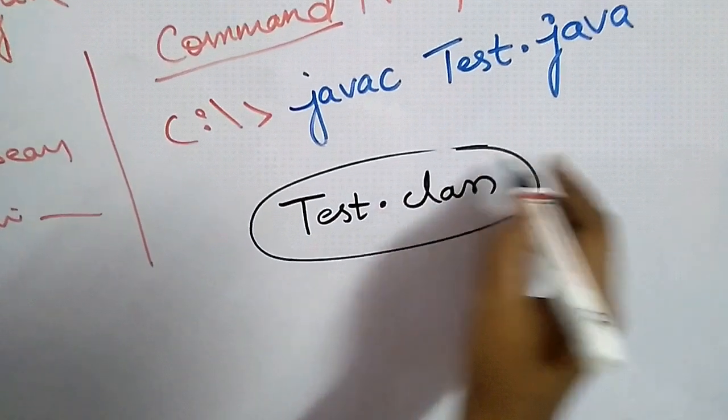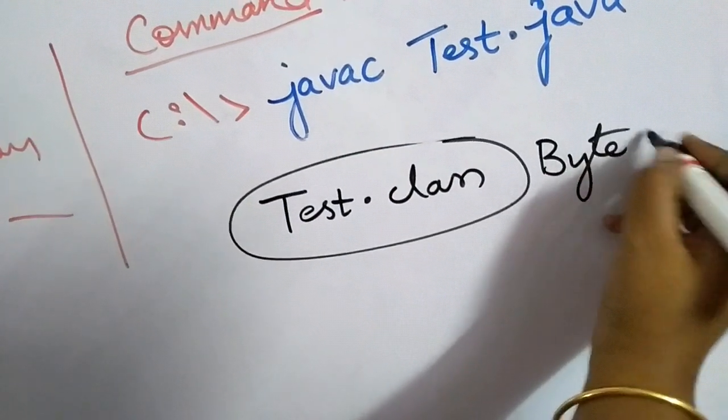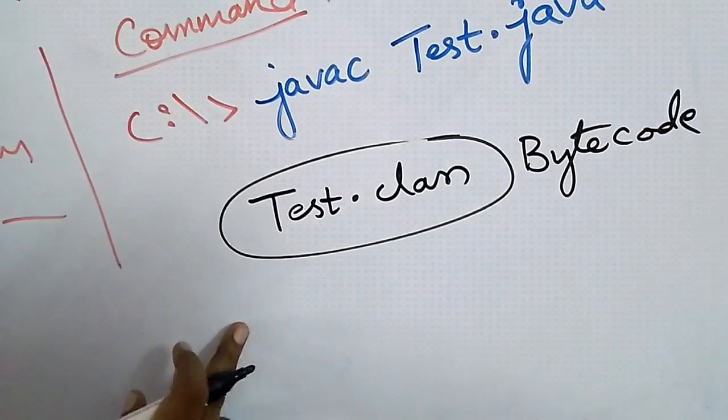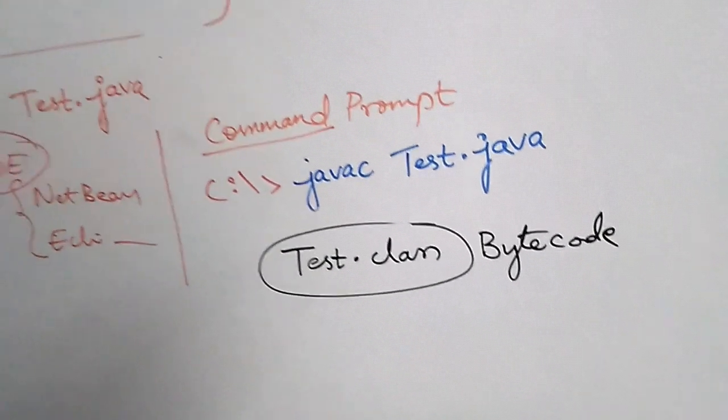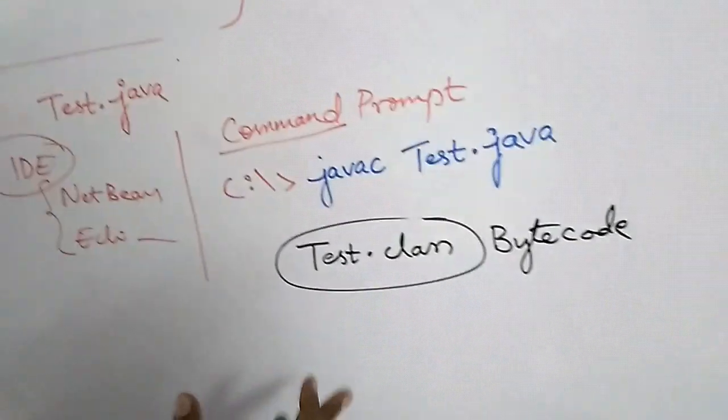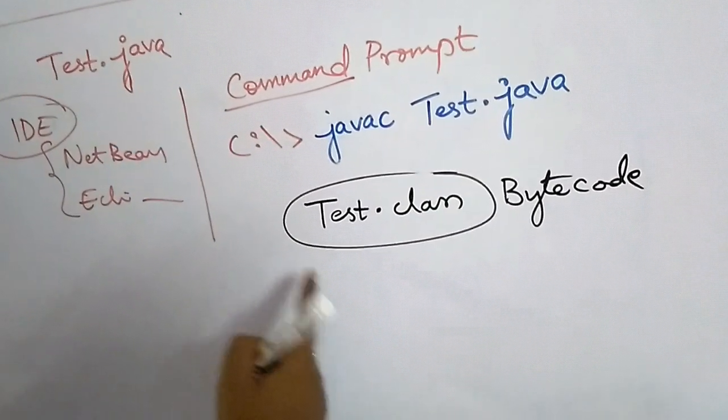This test.class is nothing but the magic code, which is the bytecode. You can take this bytecode and run it on any other platform. That's the magic of this bytecode. That's what is making Java platform independent.